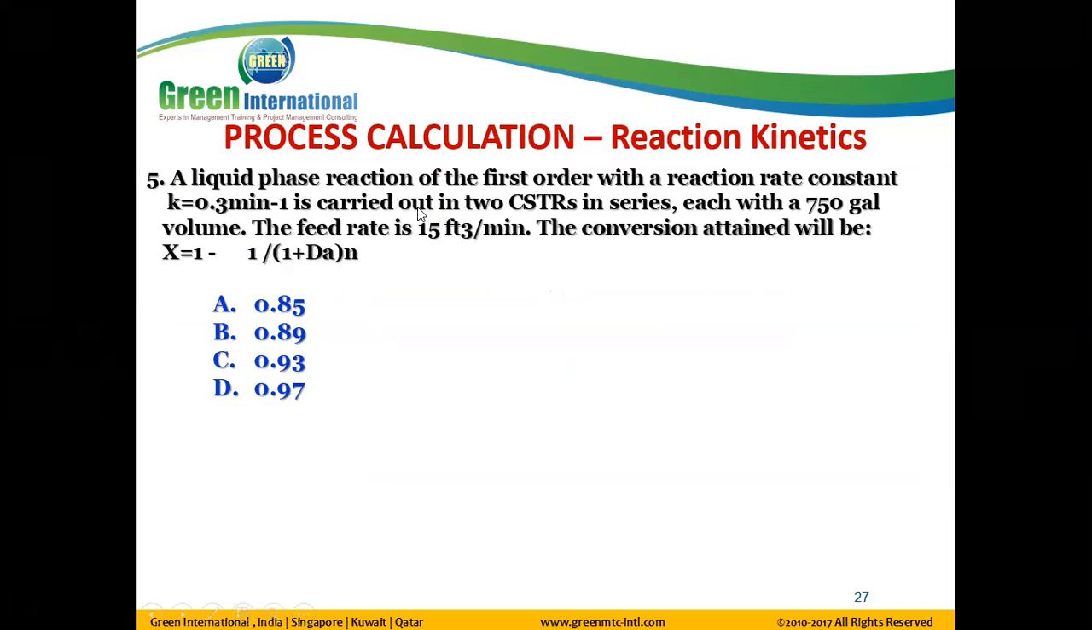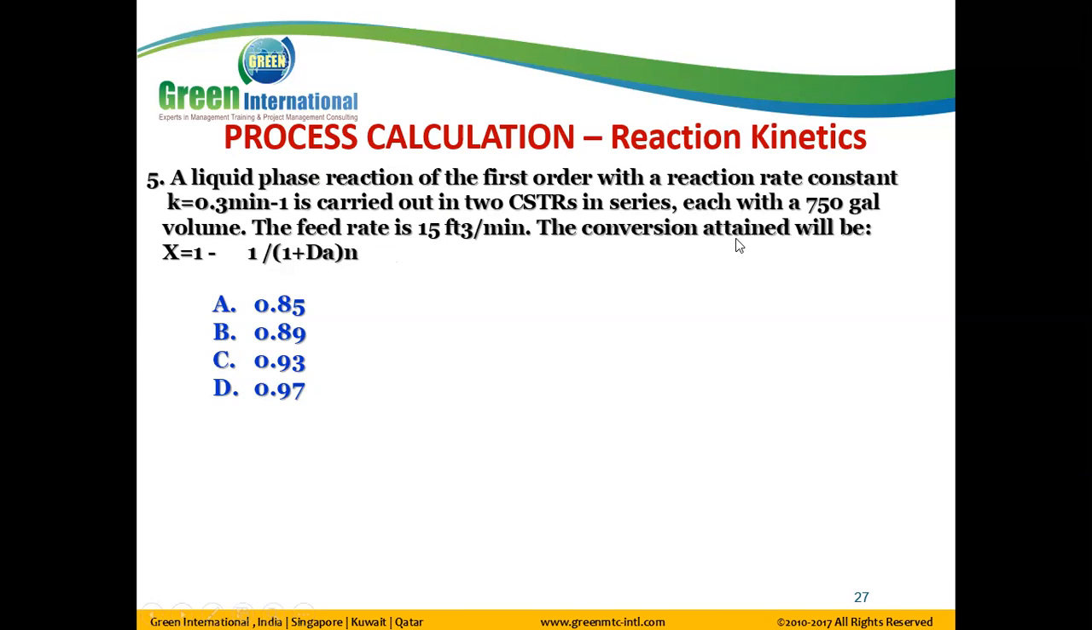Fine. The liquid phase reaction of the first order with reaction rate constant K, K is given, is carried out in 2 CSTRs in series, each with 750 gallon volume. The volume is given, and the volumetric feed rate, small v, is given. The conversion is attained by 1 minus 1 over (1 plus Da) to the power n. n is nothing but the number of tanks. So here there are 2 CSTRs, so n is 2.